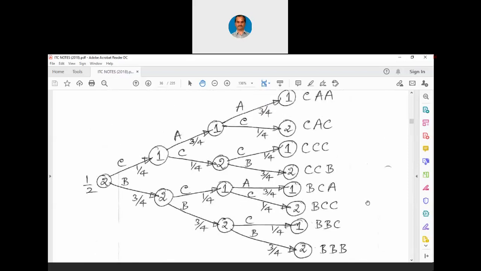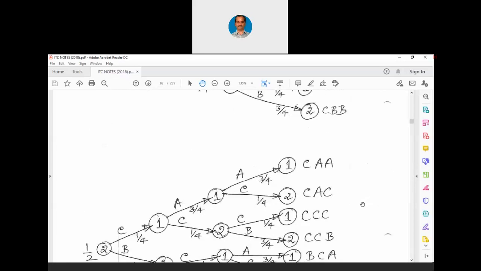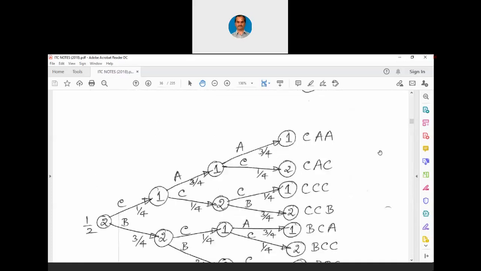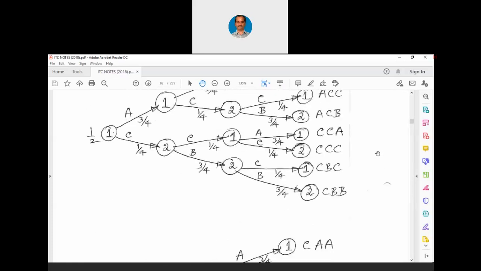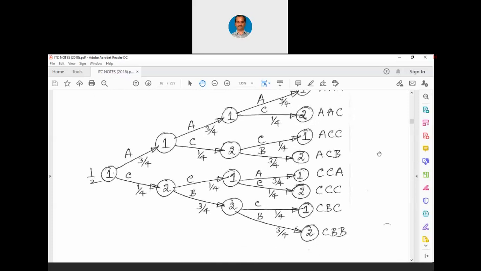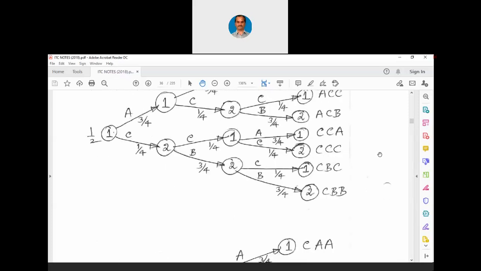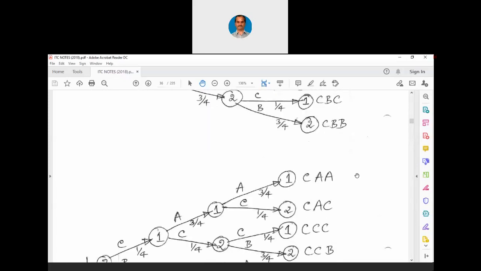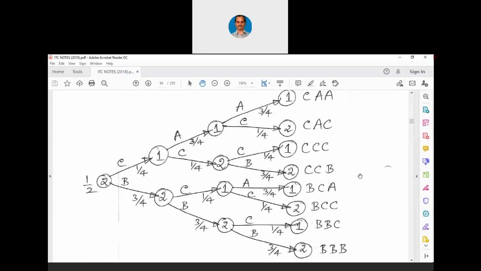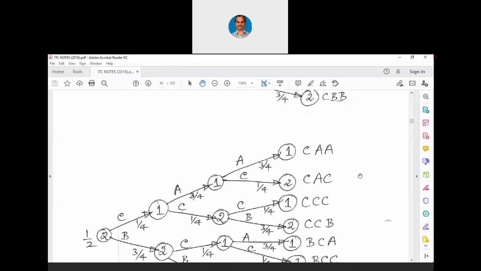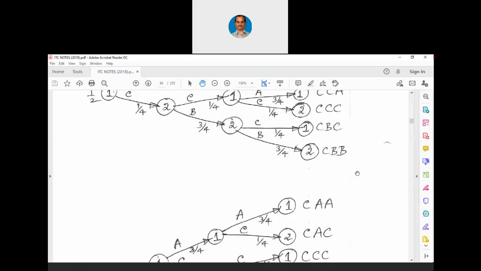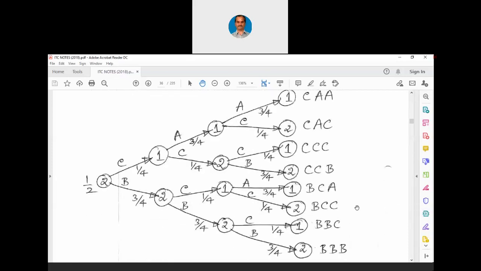BBB cannot be there in the upper diagram because we started from state A. There AAA is there. AAA cannot be there from the lower tree diagram. So that way, if we see whatever is starting from C, that is CCA, CCC, CBC, CBB. CCC is there, then CCA is not there. That means only CCC is common. Other things are not common in the other tree diagram.